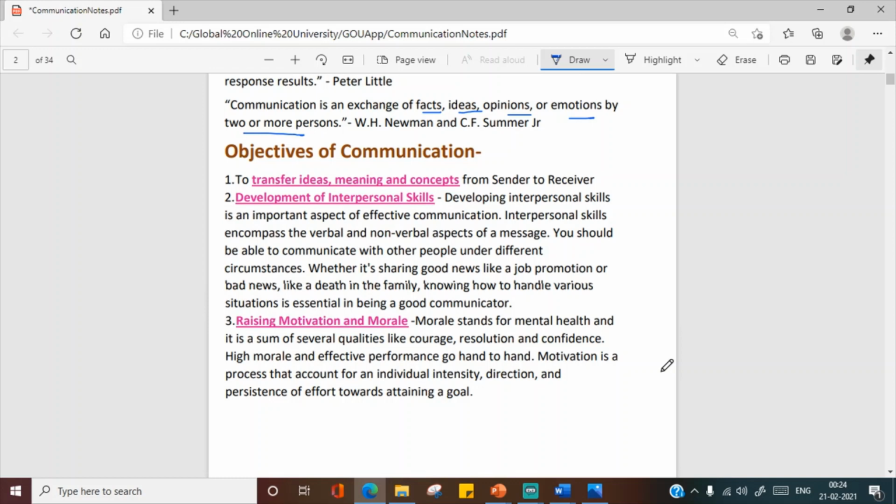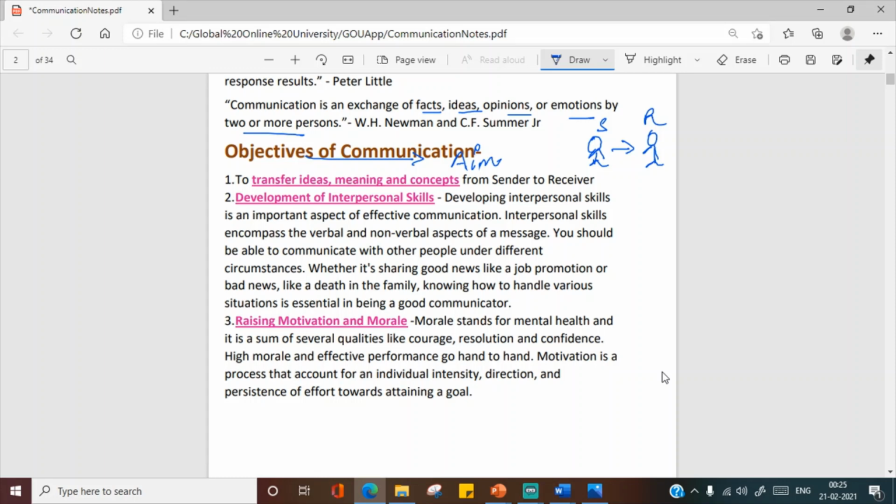So, let's talk about what are the objectives of communication. The meaning of objective also means aim. What is the aim? What is the purpose of communication? The first is to transfer ideas, meaning, and concepts from sender to the receiver. Sender is the person who is sending the message, and receiver is taking the information from the sender.